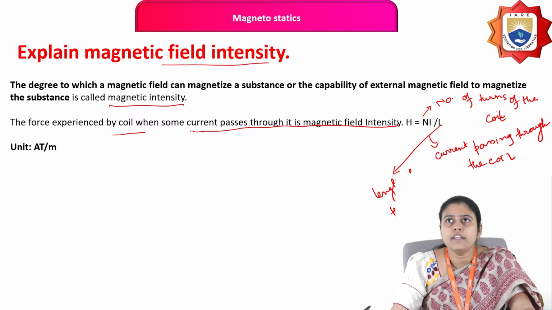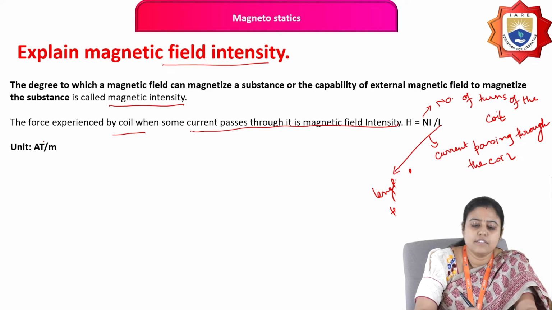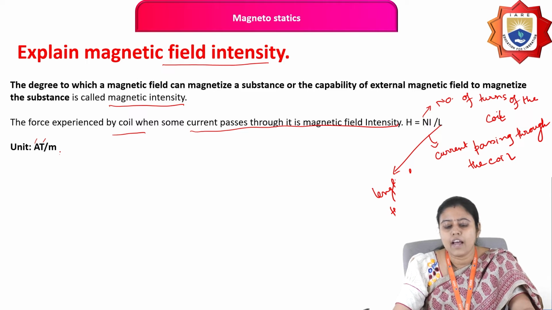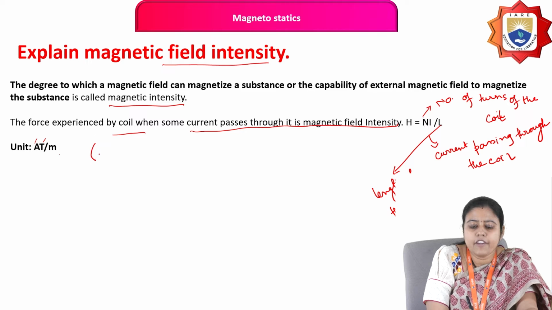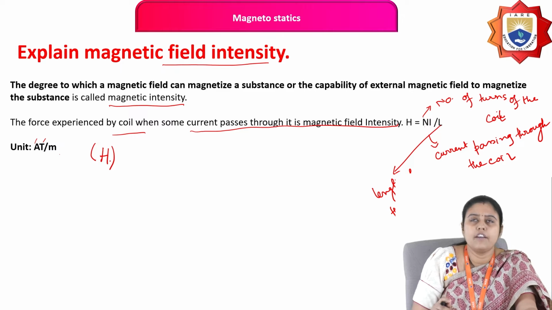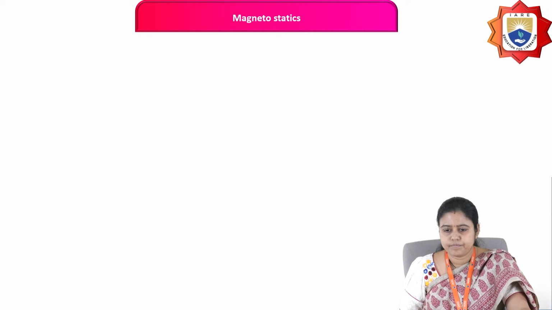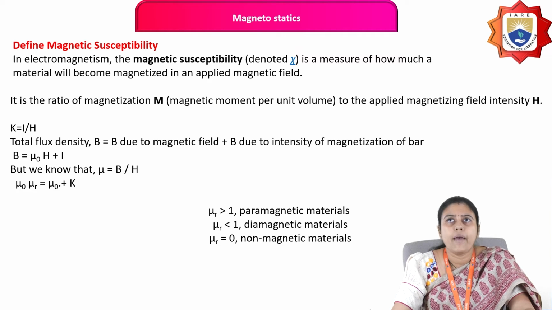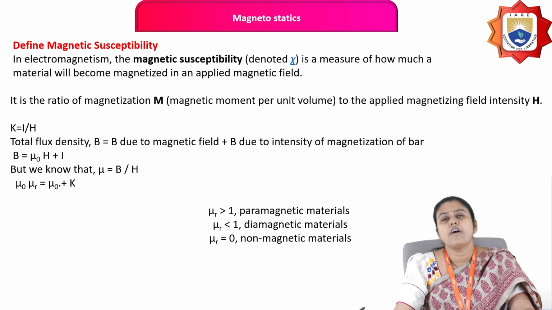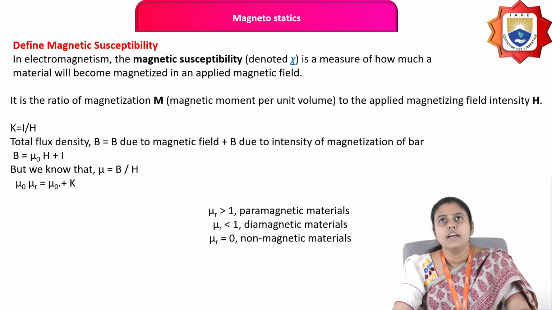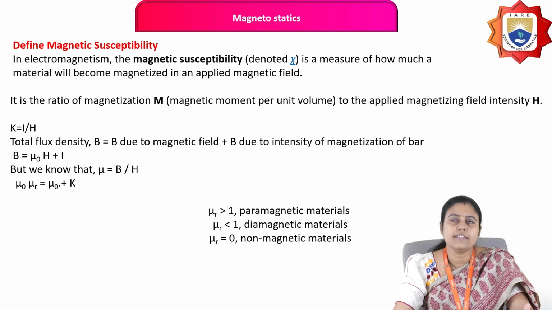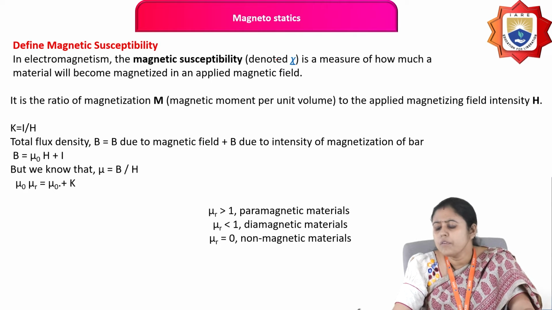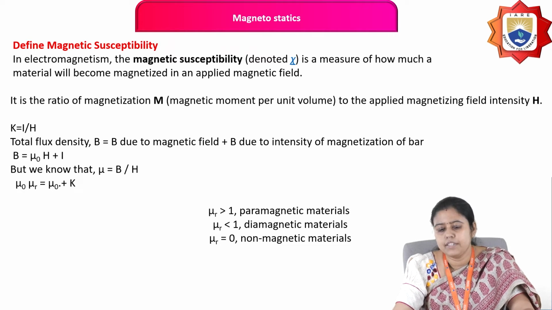So what is the unit? The unit of the number of turns is turn, the unit of current is ampere, so we can write it as ampere turn per meter, and the magnetic field intensity is always denoted by H. So next is to define the magnetic susceptibility. Another term in electromagnetism is the magnetic susceptibility. It is written by Xi. So what is magnetic susceptibility?